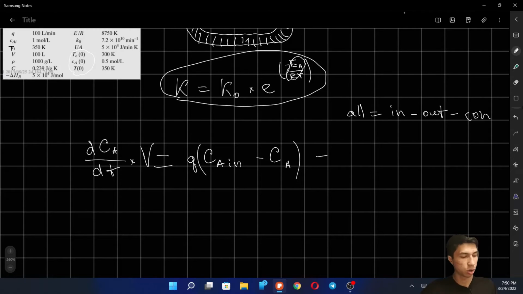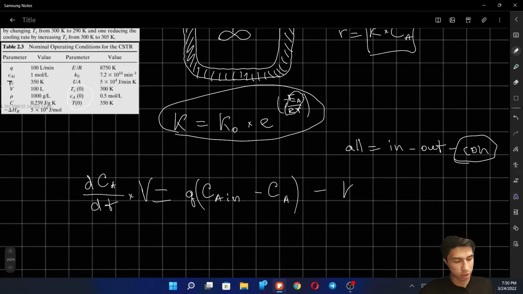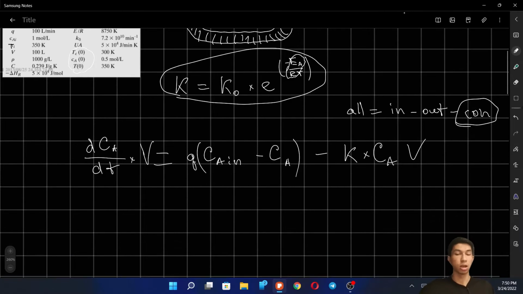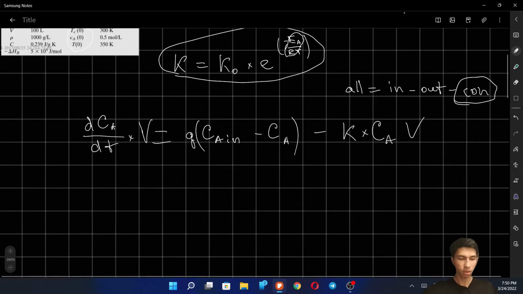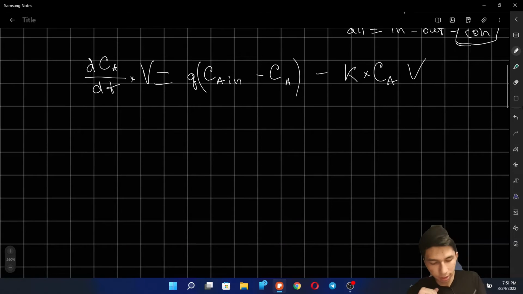And we also have to work with the A which is going to be consumed because of the reaction. We know that our rate of the reaction is going to be equal to this thing, right? So k times the concentration of A, right? And I can just multiply it by volume because of the units, because we're trying to find the mass that is the rate of change.